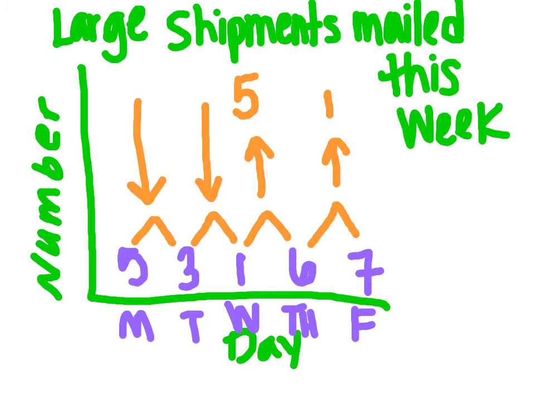is the largest amount. Now, number 3 asks, how many large shipments were mailed this week? Which means I need to add up all of the numbers for each shipment. So 5 plus 3 plus 1 plus 6 plus 7 equals what? I know 5 plus 3 is 8, plus 1 is 9, plus 6 is 15, and plus 7 more is 22. So how many large shipments were mailed? 22 large shipments were mailed.